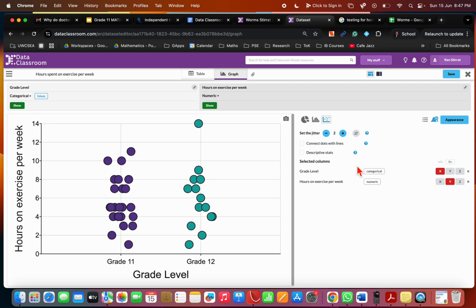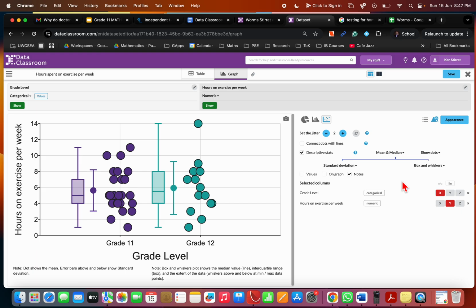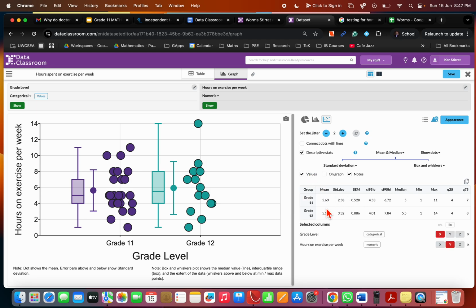Let's go ahead and do some descriptive stats there. And I'm going to include a mean and median based comparison. So the mean is here, and the median is here. And that's pretty much it. That's your 2-sample t-test coming up. You've got the right graph. You can look at the values, right, for the means.